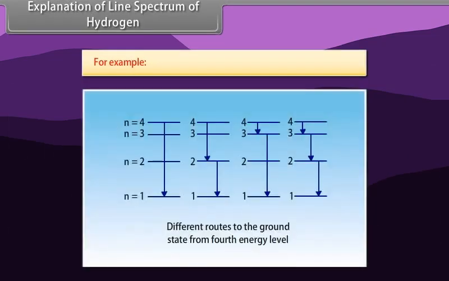For example, let us consider the electron present in the fourth energy level, n equal to 4, of different hydrogen atoms. In some atoms, it may come to the ground state, n equal to 1, by direct jump, while in some others, it may first jump to the second energy level, n equal to 2, and then to the first energy level, n equal to 1, while in still others, it may come to the ground state via the third, n equal to 3, and second energy levels, n equal to 2.